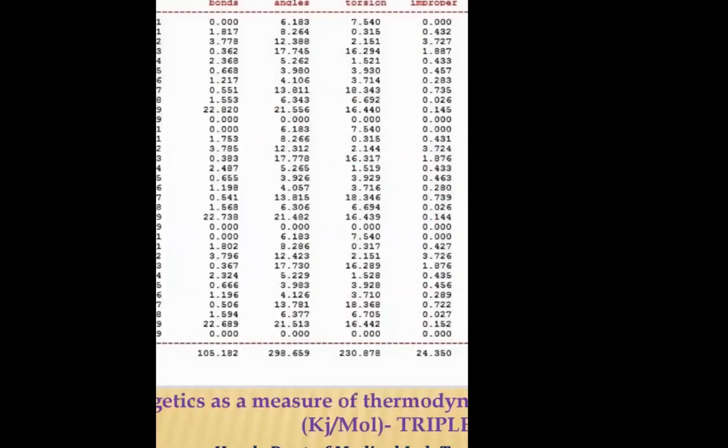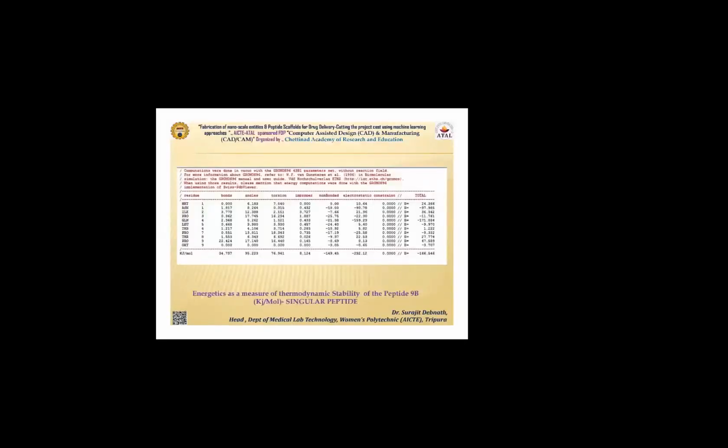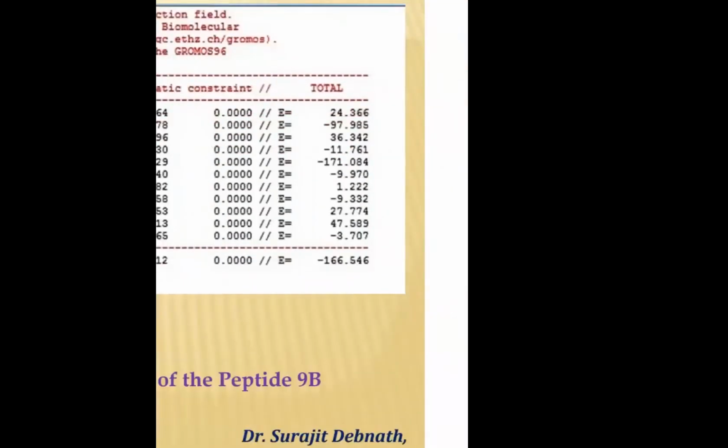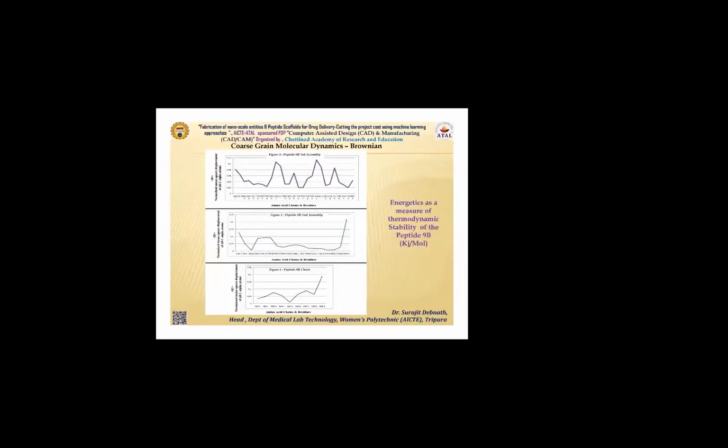So this is the second peptide. We are about to publish it. Here you see the substantial increase in peptide 9B, as we call it. It is 381.22 kilojoules per mole, which is very high compared to the singular peptide, if you can see. This was the singular peptide, which was stable, but not that much. Here it was only 166, whereas for the final peptide, we can study up to the tripeptide assembly. We will go ahead with much more, but we need more funding for this kind of simulation, which requires huge investment in hardware as well as software.